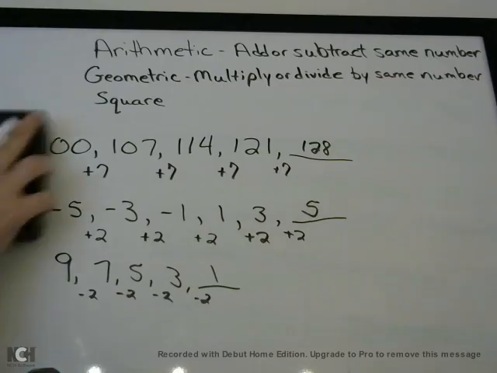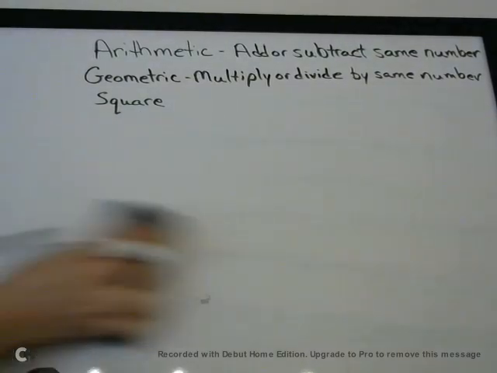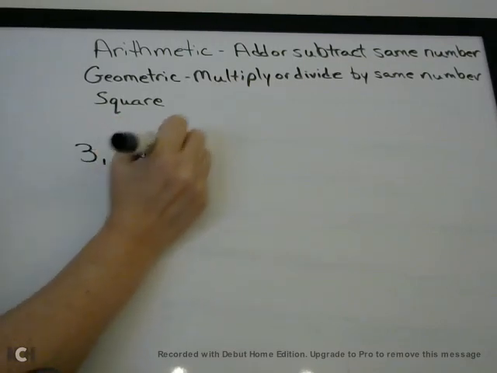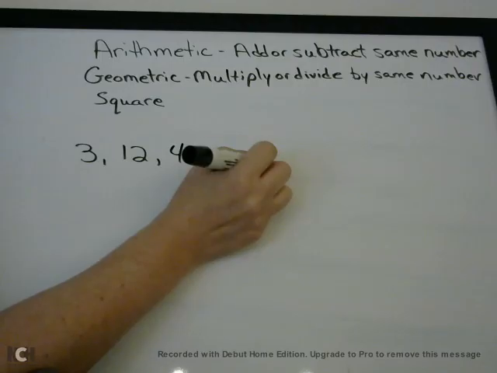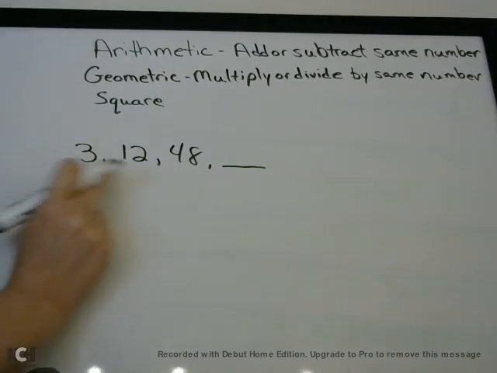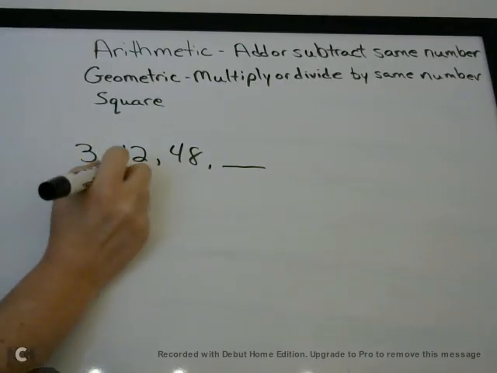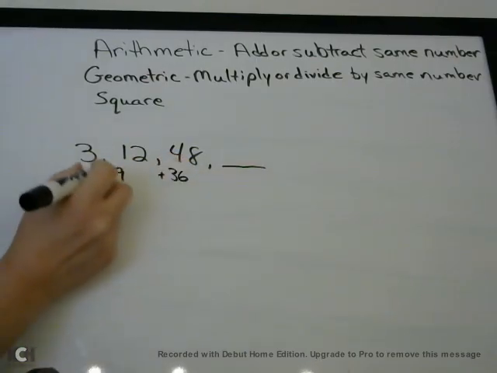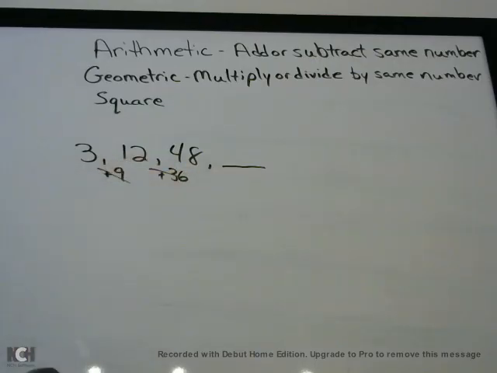and you just do that to find the last one. But let's say we have something like 3, 12, 48, and then what? Well, we always again think, okay, is this arithmetic? To get from 3 to 12, we're going to add 9. To get from 12 to 48, though, we have to add 36. Well, 9 and 36 are not the same, so it's not an arithmetic sequence. So next we look, is it a geometric sequence? Are they just multiplying or dividing by the same number?